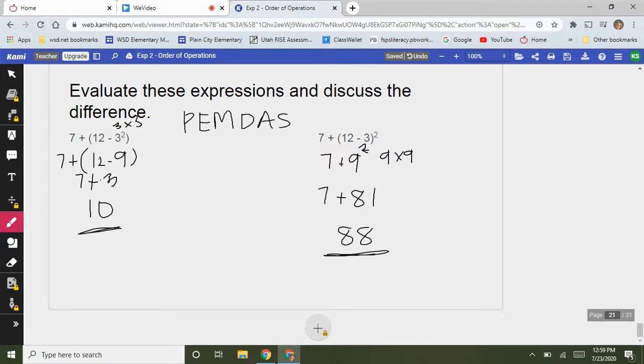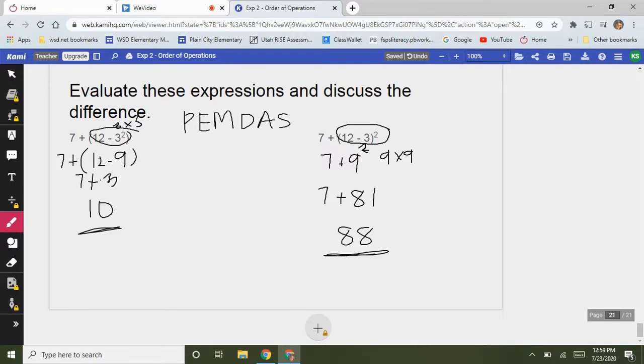And if I look, I have all the same numbers. I have 7 and 7, the plus sign, 12 minus 3. I have a 2 for the exponent. But what's the big difference? This right here. This exponent is outside the parentheses. This exponent is inside the parentheses. So be careful and watch for that because it's going to make a big difference in your problem.